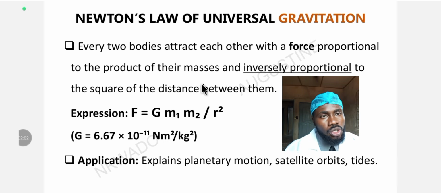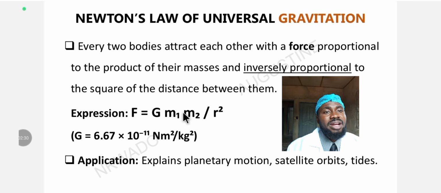The expression of this law is the force of attraction, which is F. What kind of force are we talking about? Gravitational force, that's why you have G here. F stands for force, G stands for gravity. And we are talking about mass 1 and mass 2. Remember, the law states between two masses or two bodies, mass 1, mass 2.